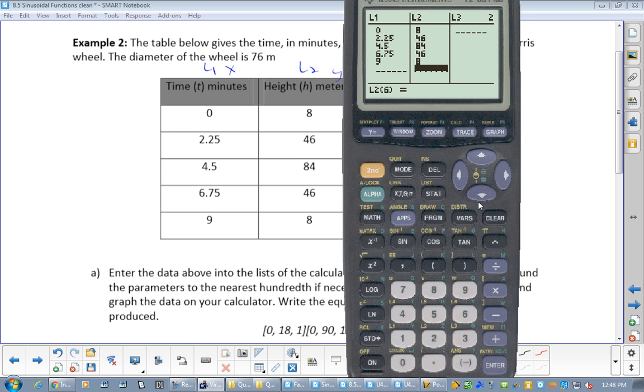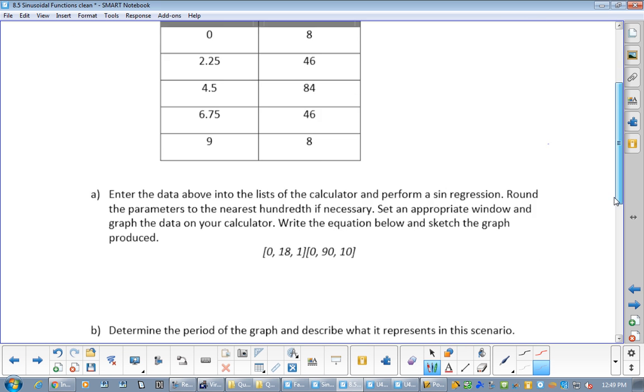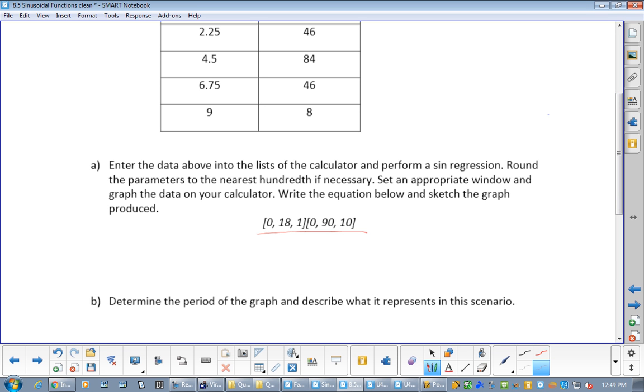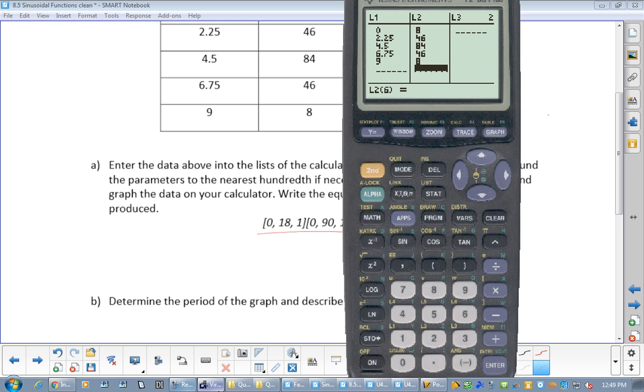Now, if we read it over, this is the time in minutes versus height of a Ferris wheel. Again, the more prepared you are when you go into an exam, when you see Ferris wheel, don't be thinking linear regression. Ferris wheel, anything going around and around, doing the same thing over and over is what we call sinusoidal. Now, this one gives us the window settings, 0, 18. It's a lot harder to do window settings from a graph, so sometimes they're going to give them to you. So let's put those in.